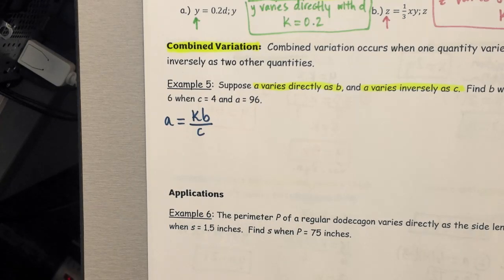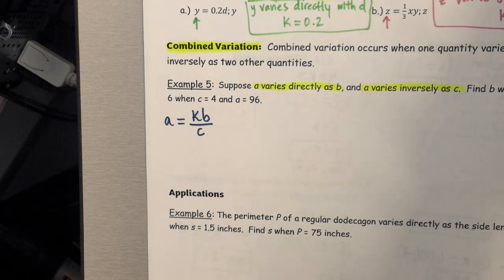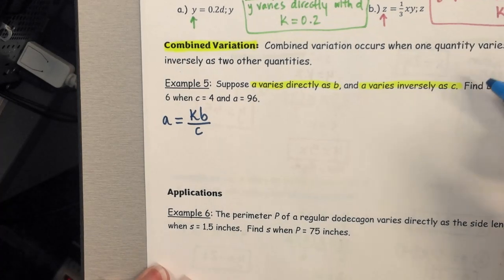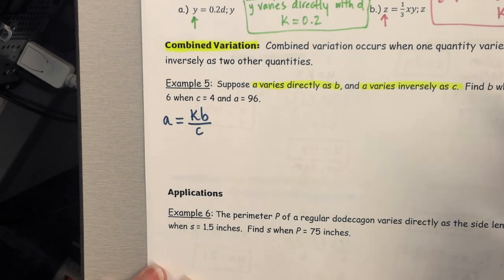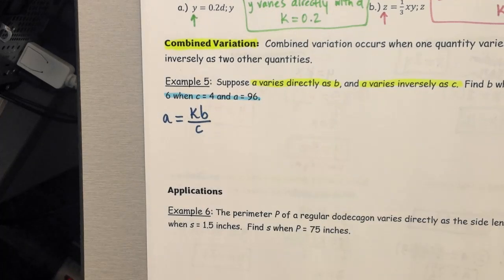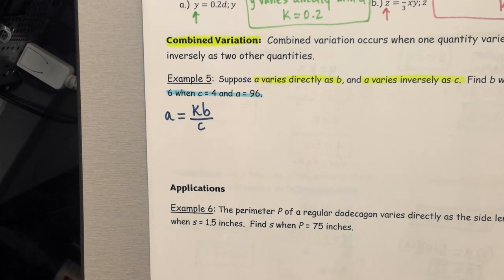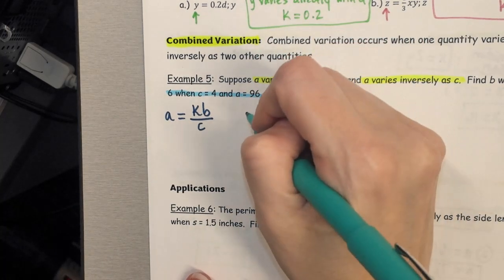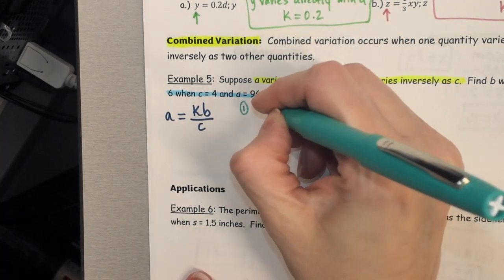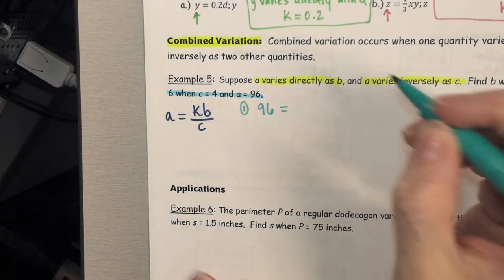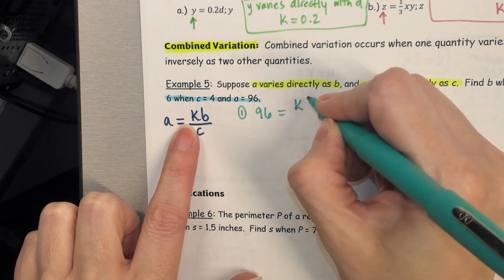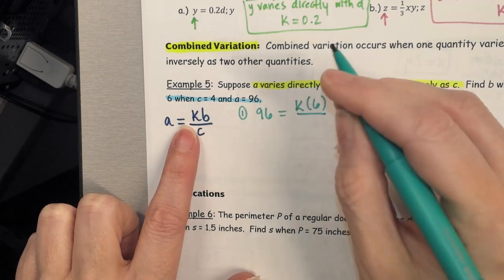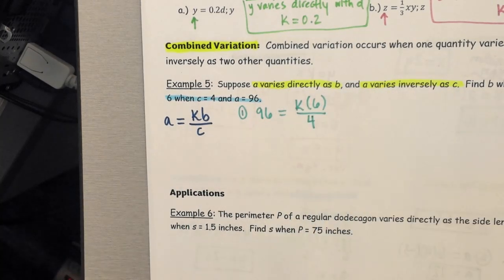Okay, and then just like they did before, they're going to give us a set of 3 variables. So it says, find B when A is 2.5 and C is 18, if B equals 6 when C equals 4 and A equals 96. So you have to find which one is that group, and then you can plug in your values. Okay, so we're going to find K first. So 96 is your value for A. We're trying to find K. B is 6, and then C is 4. Okay, and you can use your calculator for this one.